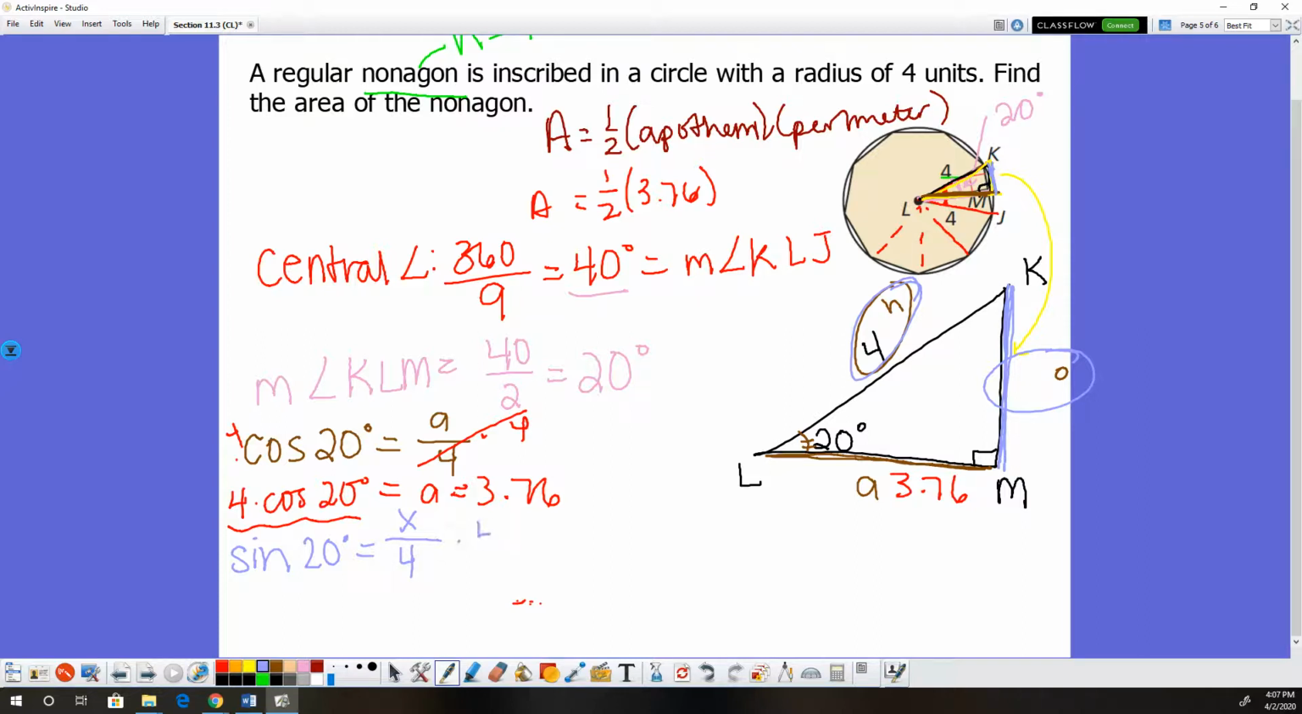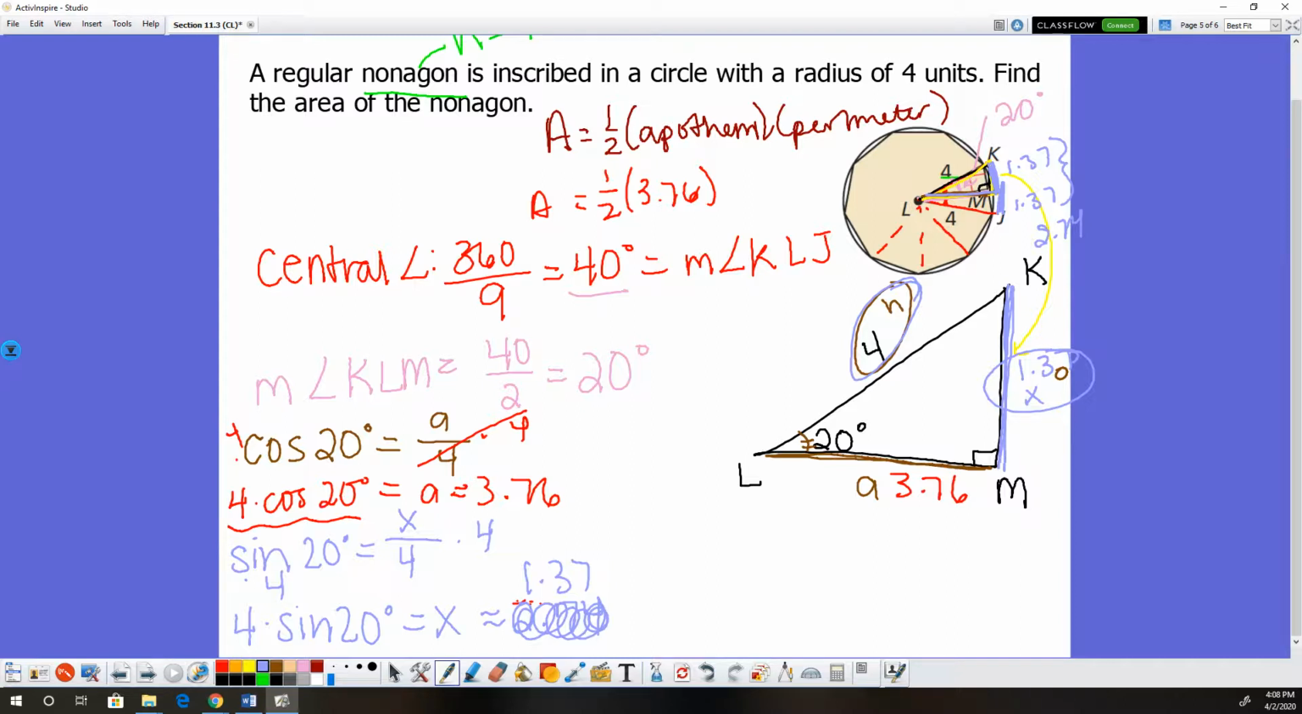Okay, same thing here. Let's multiply both sides by 4. So 4 times the sine of 20 is going to equal X, which is my opposite side. When I plug that into my calculator, I get roughly 2.74. Nope, I don't get 2.74. I lied. I get 1.37. All right, so this here is 1.37. Now, that would be one piece. Remember, the apothem is a perpendicular bisector, which tells me that this piece is also 1.37. So 1.37, 1.37. So one side is going to be 2.74. That's where that number came from.